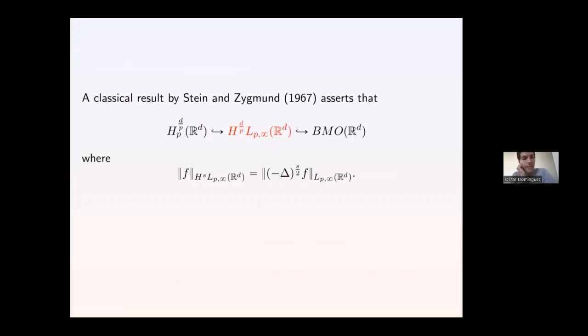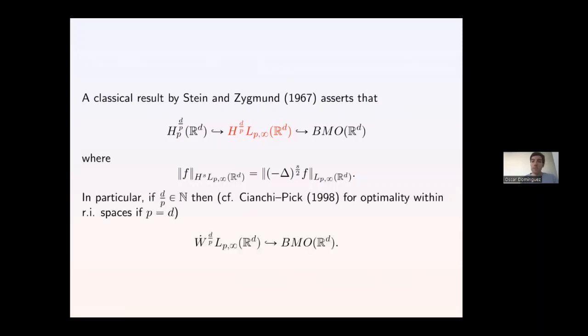A classical result obtained by Stein and Zygmund in 1967 asserts that if you go from classical Sobolev spaces to weak type Sobolev spaces, I mean only replace in the classical definition L^p by weak L^p, then you get a larger space, but still you are working with BMO functions. So here you can improve the classical result via weak type Sobolev spaces.